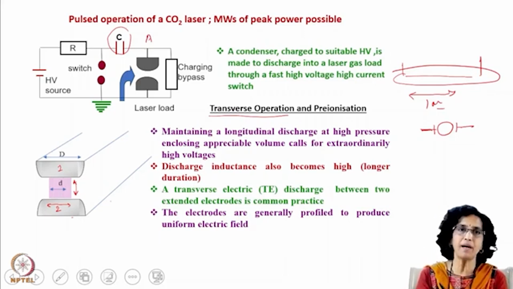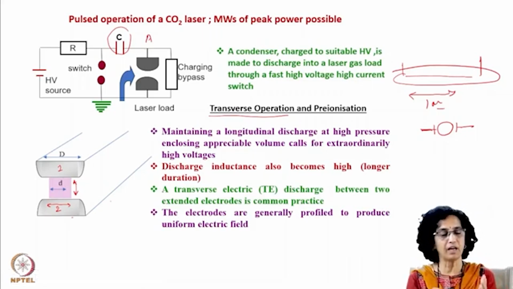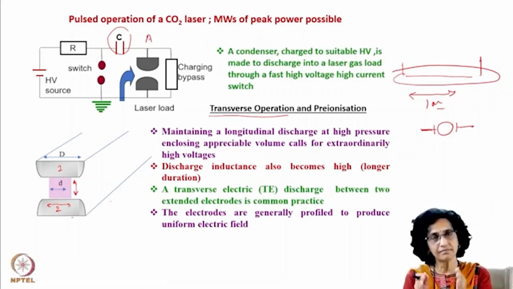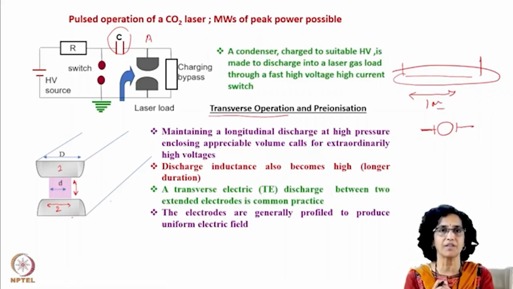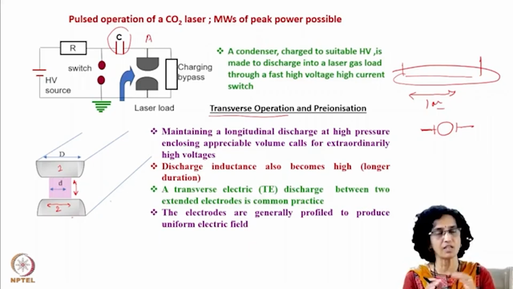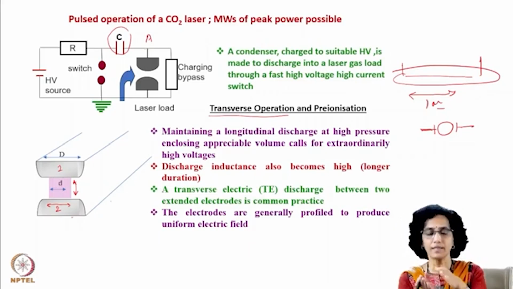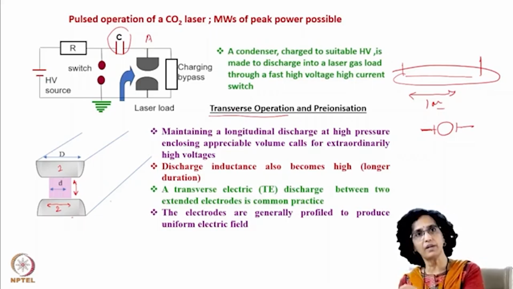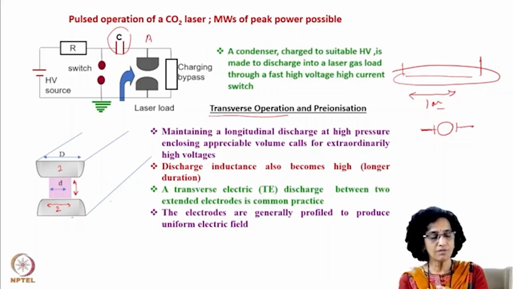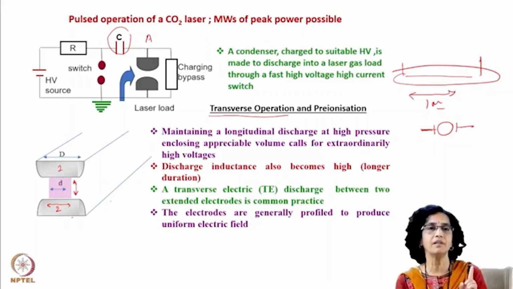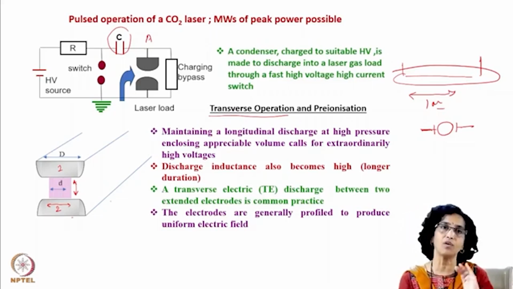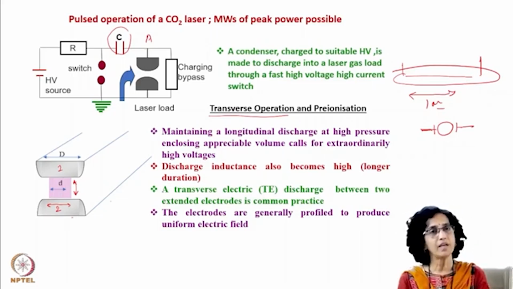However, in spite of profiling our electrodes, in spite of making our discharge duration within that glow to arc transition time, yet it is very difficult to get a uniform glow discharge in that large volume. We definitely require some appreciable volume because that is what will give us the total energy output. So in that entire volume, getting the kind of glow discharge uniformity that we require is difficult.